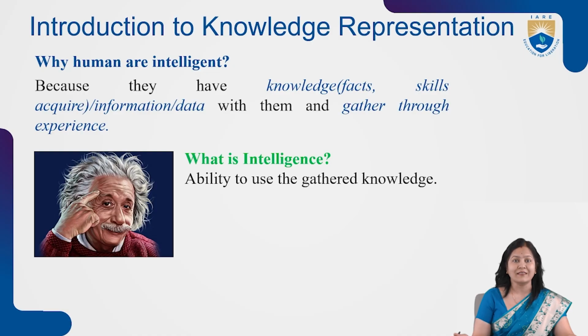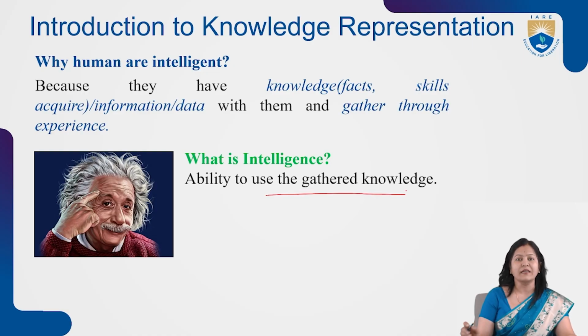Then what is intelligence? The ability to use the gathered knowledge is called intelligence. We have knowledge, but we may not know how to apply that knowledge. In that case, intelligence comes into the picture. So intelligence is nothing but the ability to use the gathered knowledge.